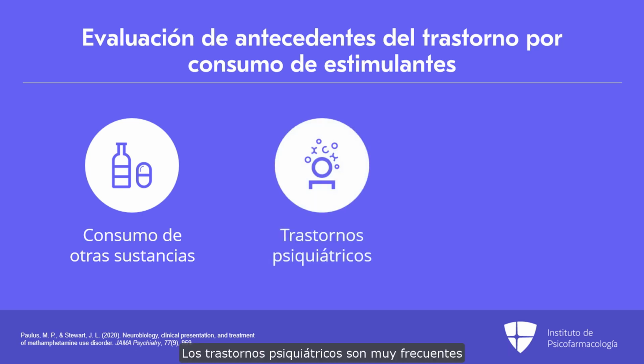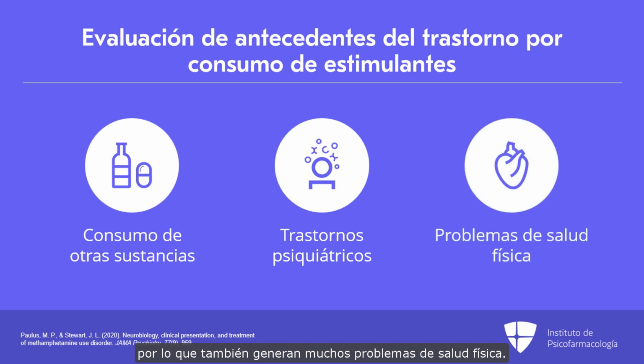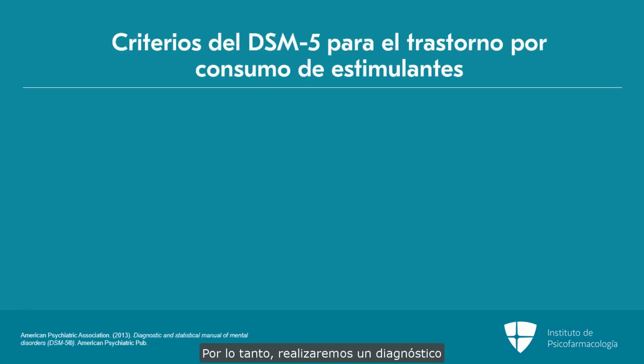Psychiatric disorders are very common to occur with people who have stimulant use disorder, and these can either be psychiatric disorders that are caused by the stimulant use, or they can be independent psychiatric disorders. And the stimulants themselves are pretty toxic compounds when they're used excessively, so that creates a lot of physical health problems as well. So we want to make a diagnosis of stimulant use disorder using the DSM-5 criteria.